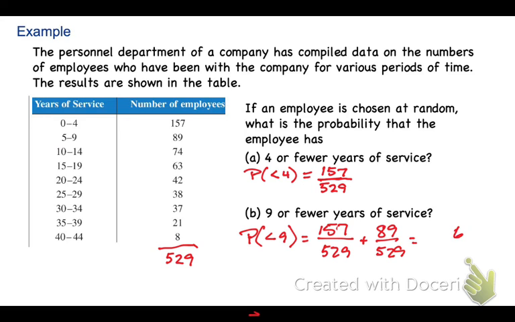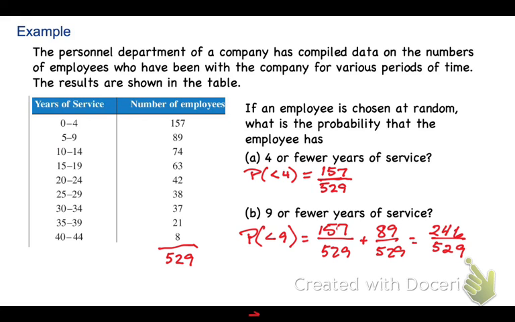So 246. Now, if you guys put 246 divided by 529 in your calculators right now, don't hit enter. Just type 246 divided by 529. How do you know if they're mutually exclusive? They have nothing in common. I'm 4 or fewer, or I'm 9 or fewer, like 5 to 9. There's no overlap. This is 0 to 4 years, and this is 5 to 9 years.